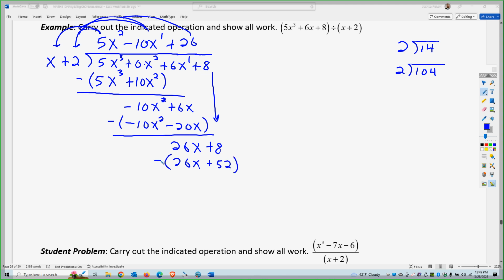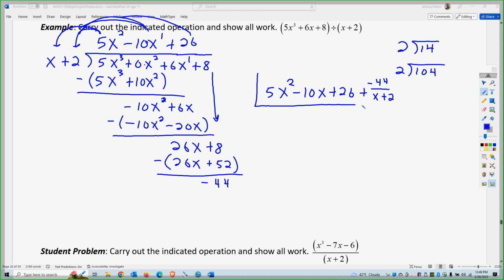So if I subtract, I get what? Negative 44. So what I really get is 5x squared minus 10x plus 26. What did I say? Minus 44. So plus negative 44 over x plus 2. You can either put it as minus 44 over x plus 2 or plus negative 44 over x plus 2. Either way, this is equivalent to that when you simplify. All right, pause the video and try a student problem for yourself.